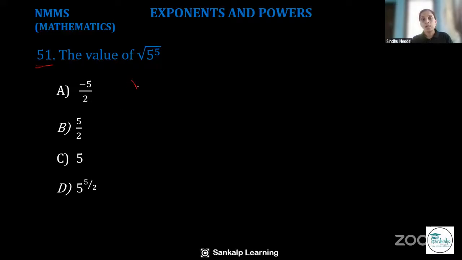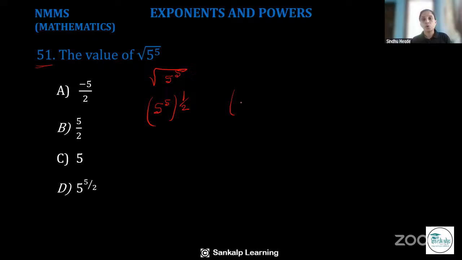Here the value of square root of 5 raised to 5. Square root 5 raised to 5 is what? So here we can write the square root as 1 by 2. Okay, so 5 raised to 5 raised to 1 by 2. It is nothing but square root is 1 by 2.